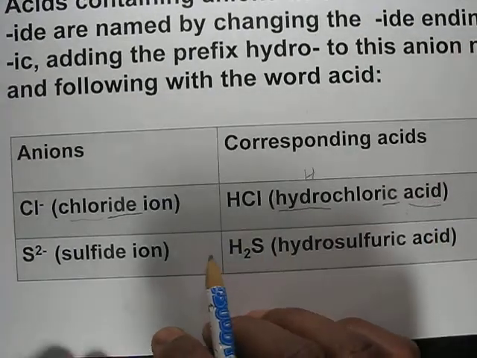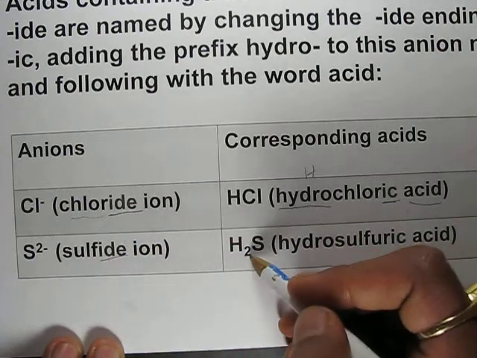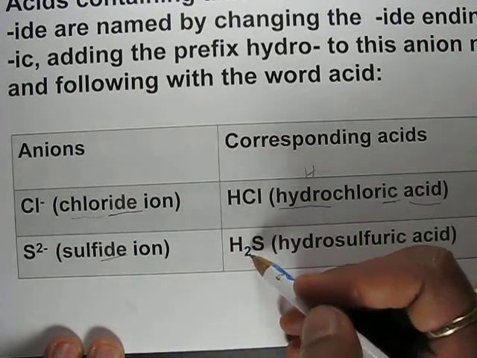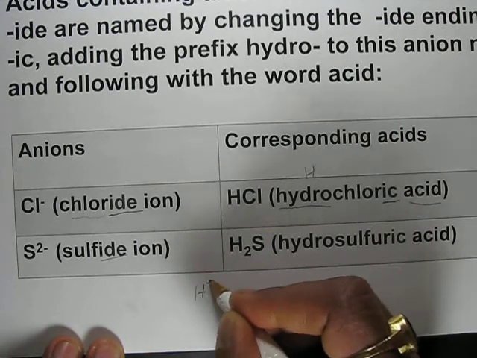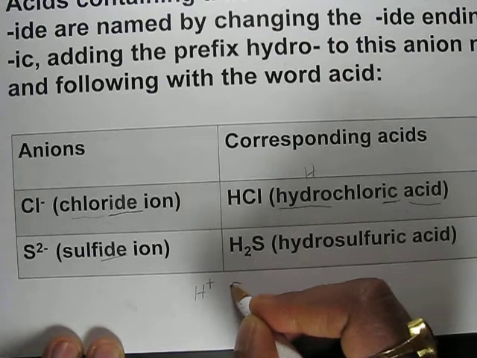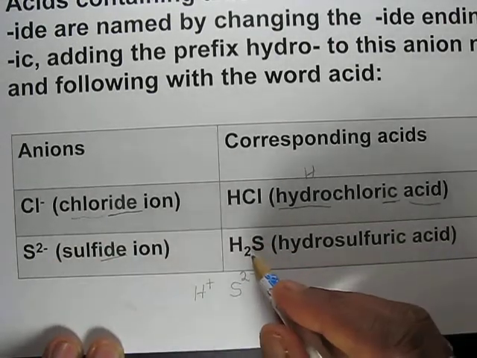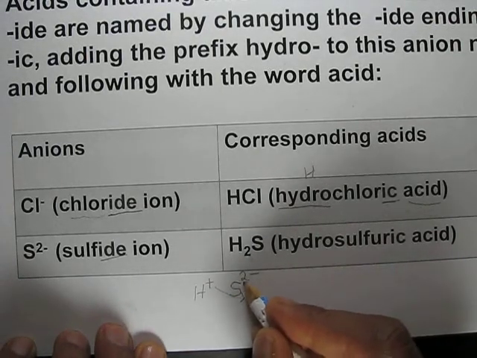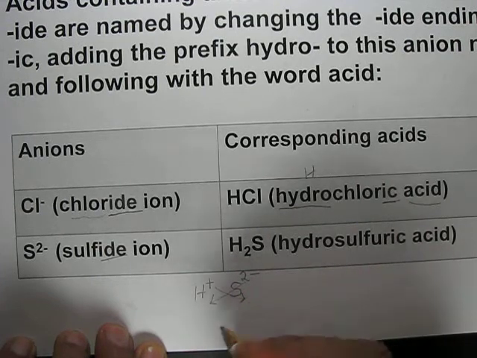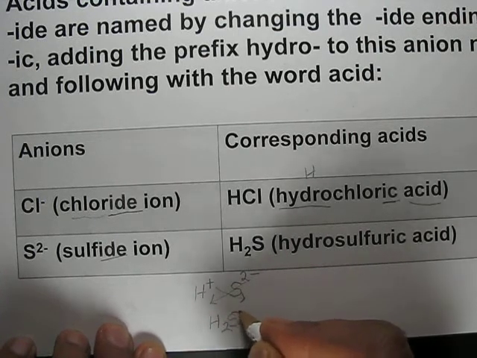Another example is sulfide. So it's very easy. We have to add hydrogen, and why did we add 2 here? Because remember, H plus has 1 and sulfur here has 2 minus, and when we write its acid, we have to cross over these charges as a subscript, and this will become H2S. And now we have balanced the charges also.